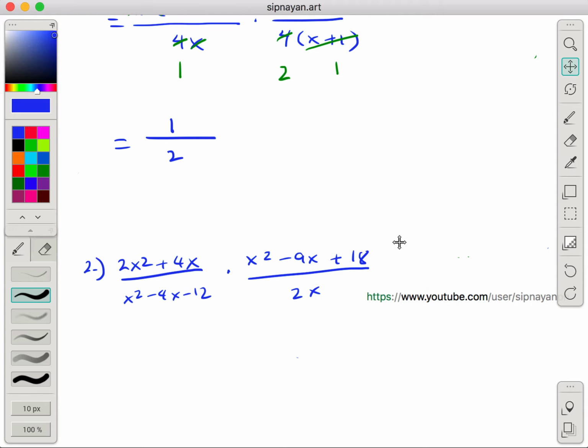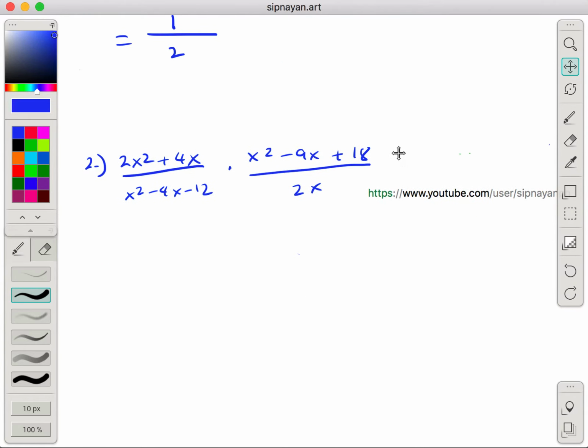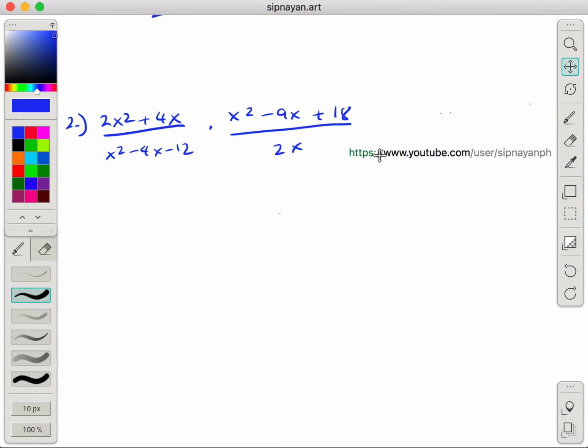Okay? So, sa pangalawang number, we have 2x squared plus 4x divided by x squared minus 4x minus 12. And then times x squared minus 9x plus 18 divided by 2x. By the way, of course, we can use other variables. Nagkataon na puro x yung ginagamit ko. But minsan makikita nyo dyan A, B, or C. It doesn't matter.